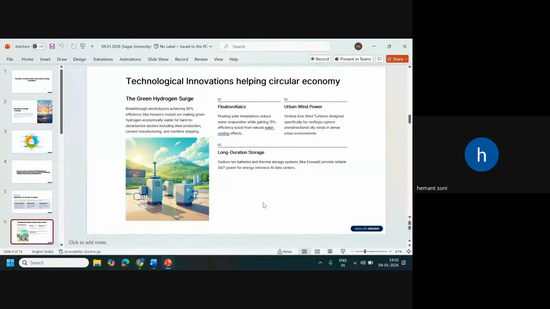Then urban wind power. So vertical axis wind turbine designed specifically for rooftops capture omnidirectional city winds in dense urban environments, basically taking advantage of the wind speed. Now, Government of India also is encouraging these things by providing suitable incentive scheme, particularly for installation of the solar photovoltaic cells. Then another point relates to sodium-ion batteries and thermal storage systems, like some name has been given.